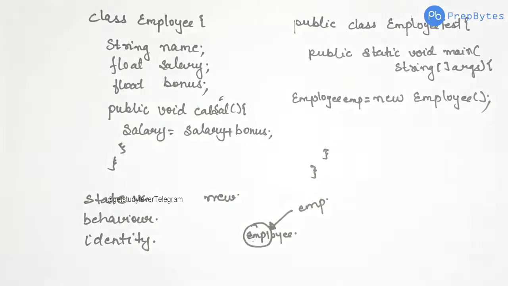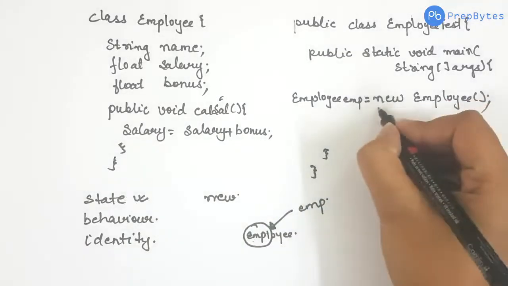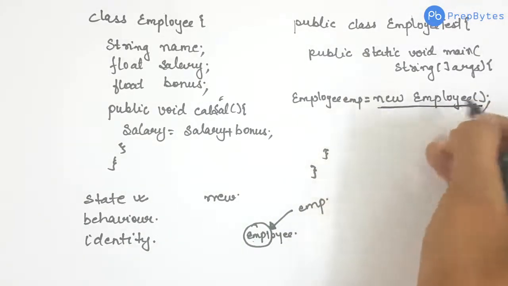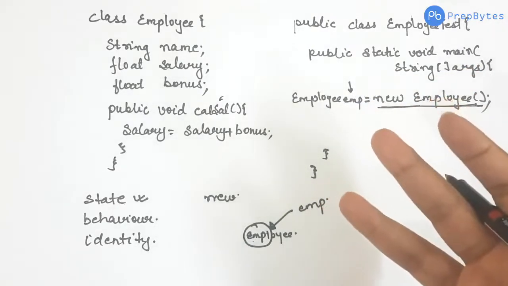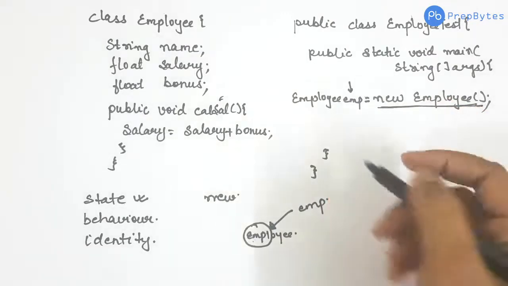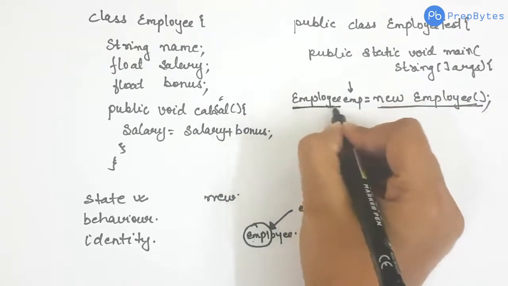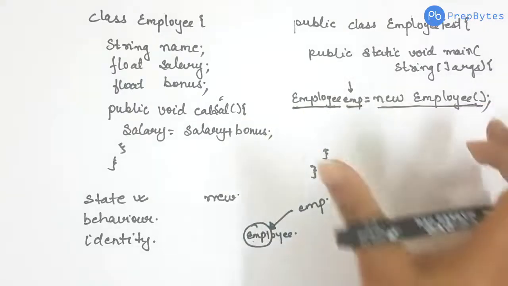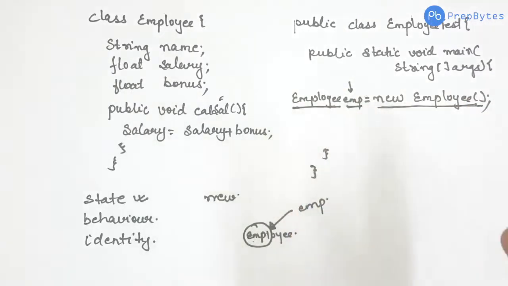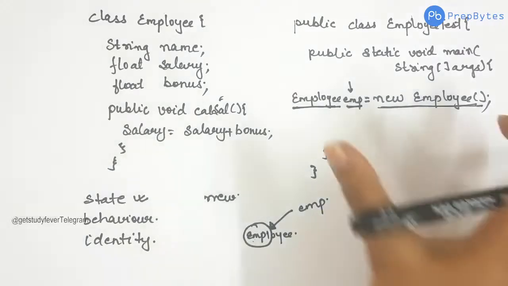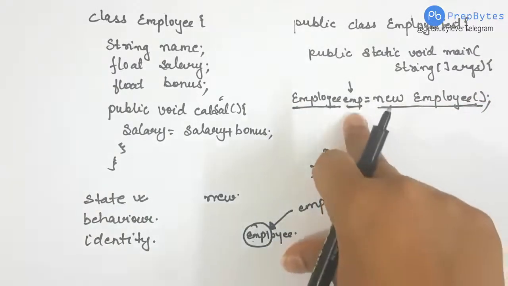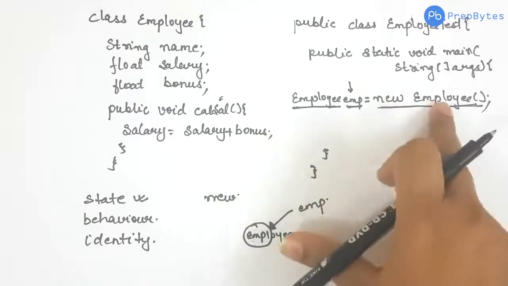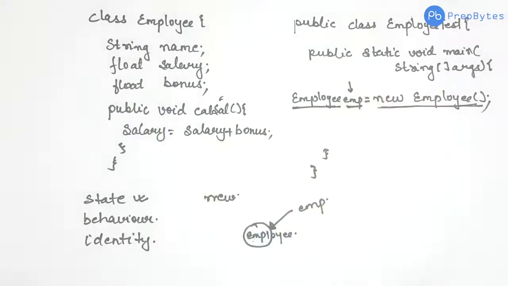So how do we create a new object? We create a new object using new Employee. This emp is our Employee variable, our object variable. How do we create an object variable? We put the class name and we put the variable name. So in this particular statement, we are doing two things: creating a new object and making this object variable refer to this particular object.